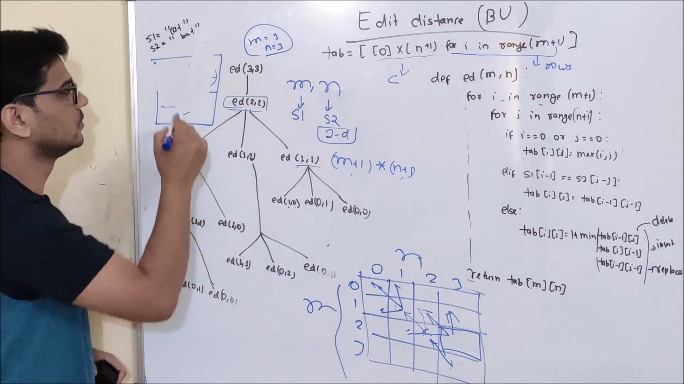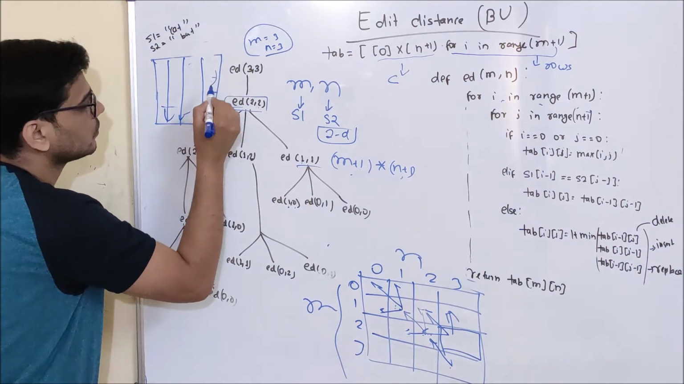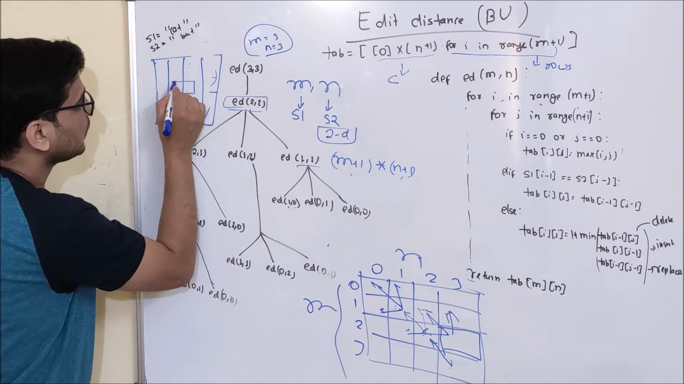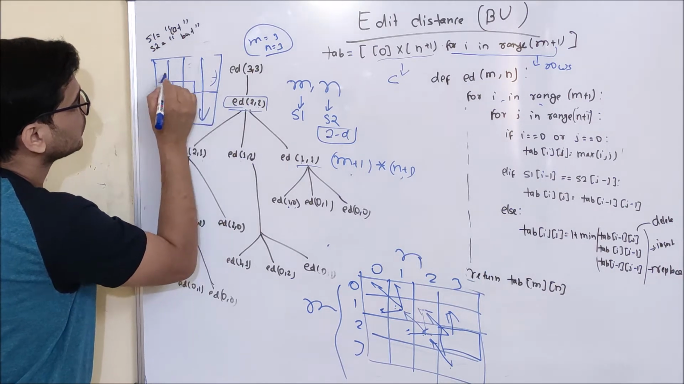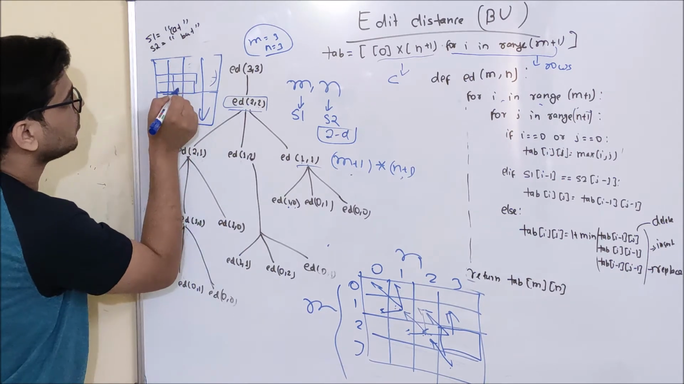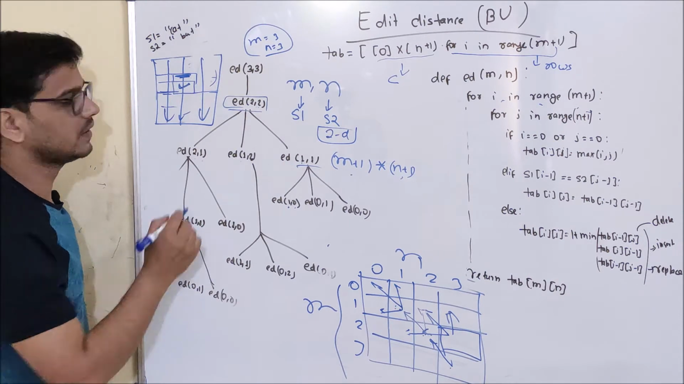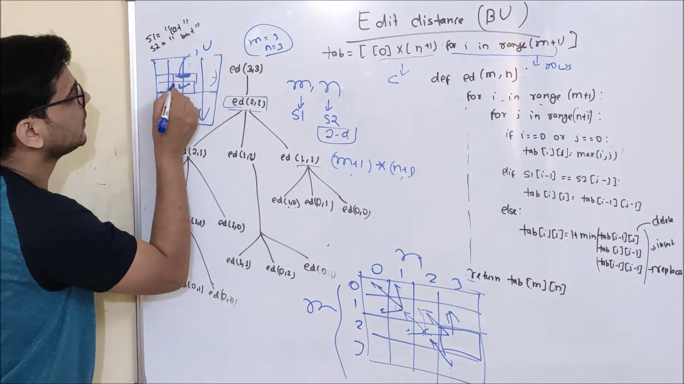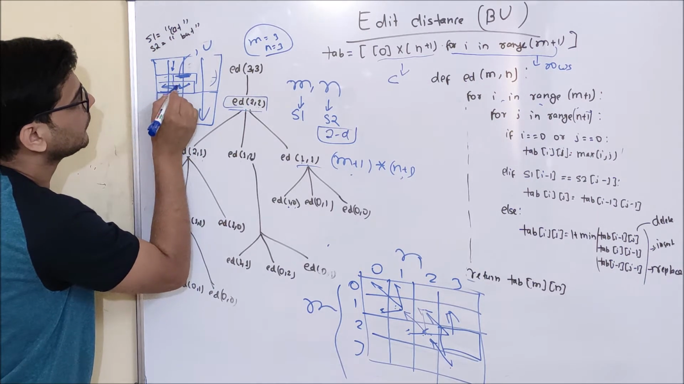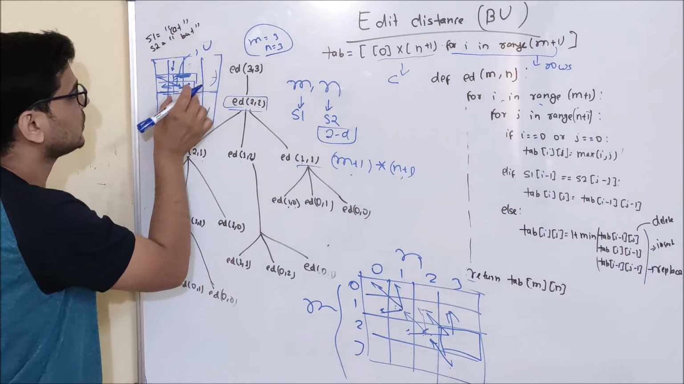Second way is to fill it column wise. Okay, from up to down. Here also see, suppose I want to update this particular cell. Before updating this cell, the upper cell will be updated, and before updating this particular column, this column will be updated. So left, diagonal and up. All these will be updated before this particular cell.